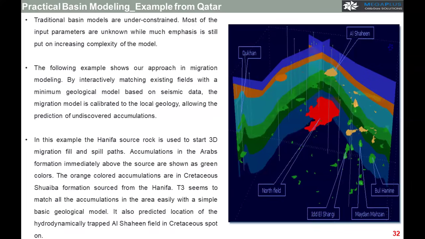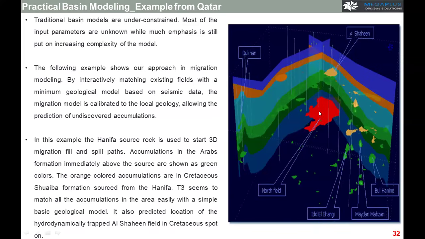This is a real example from Qatar. Traditional basin modeling, it's constrained. Most of the input parameters here. This is the prospect. It's the North Field. This is Adi Shark. This is another prospect. All these green polygons represent the gas producer areas in Qatar. Here, this is the major one.